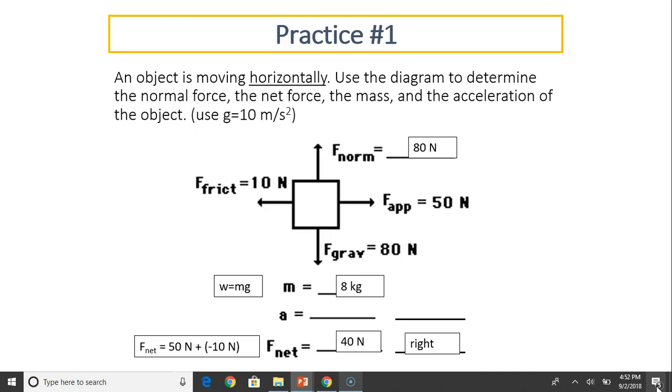Acceleration is net force divided by mass. 40 divided by 8 gives you 5. Its direction is the same as the net force.